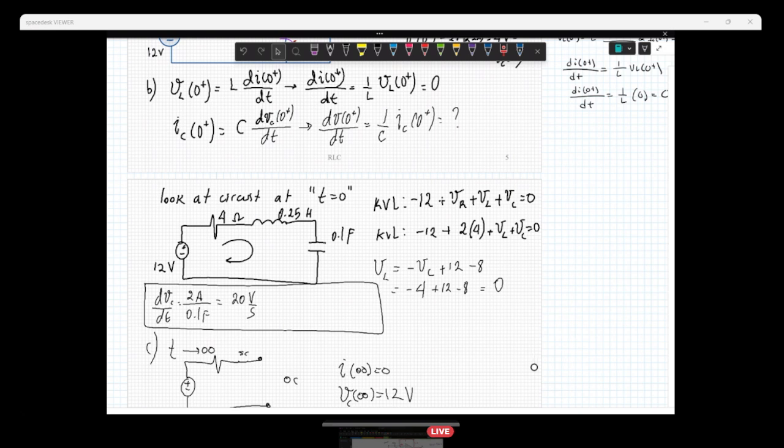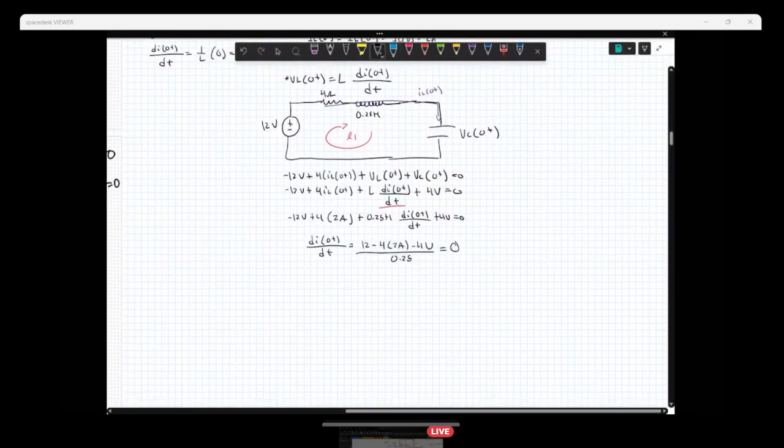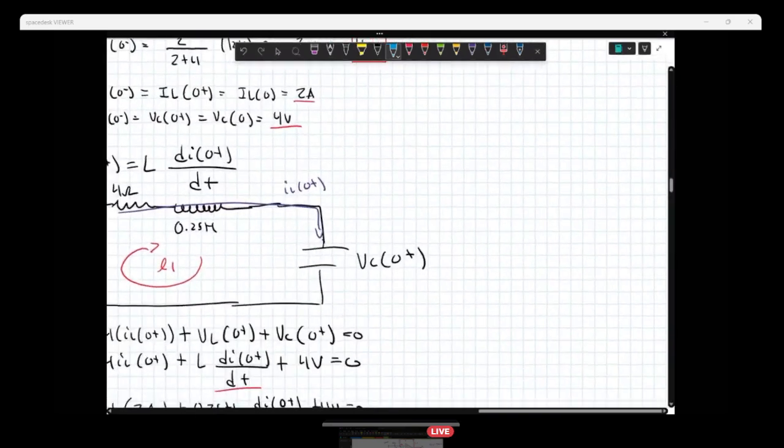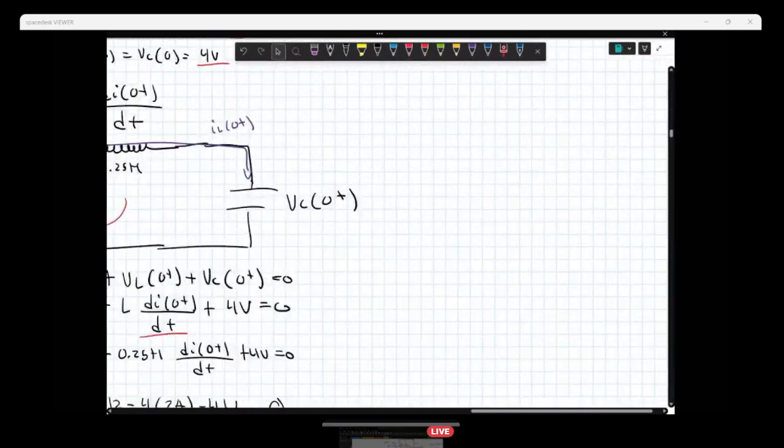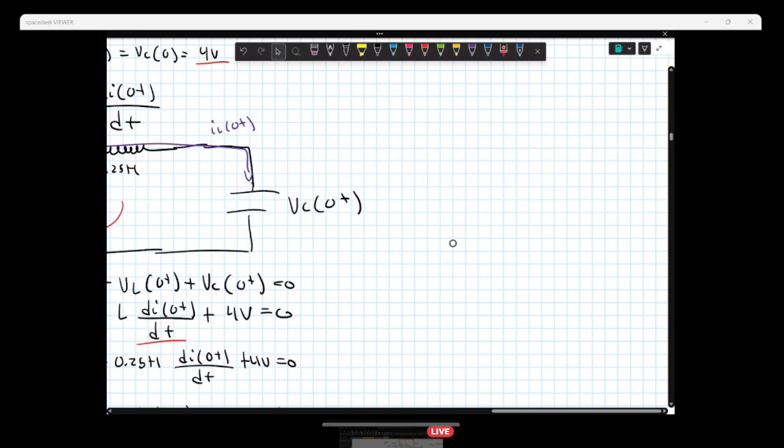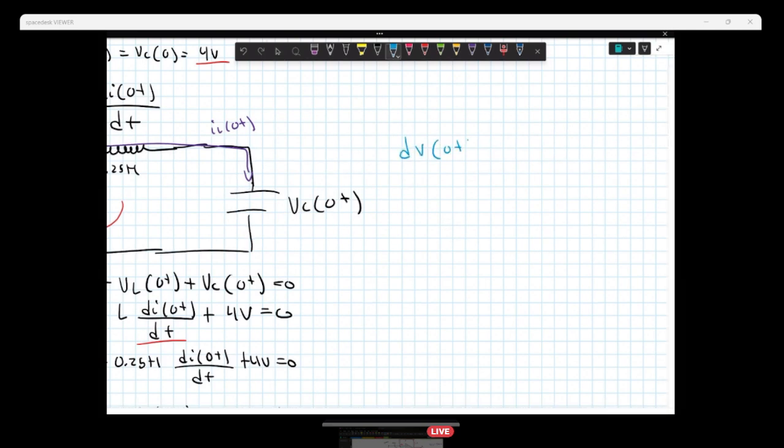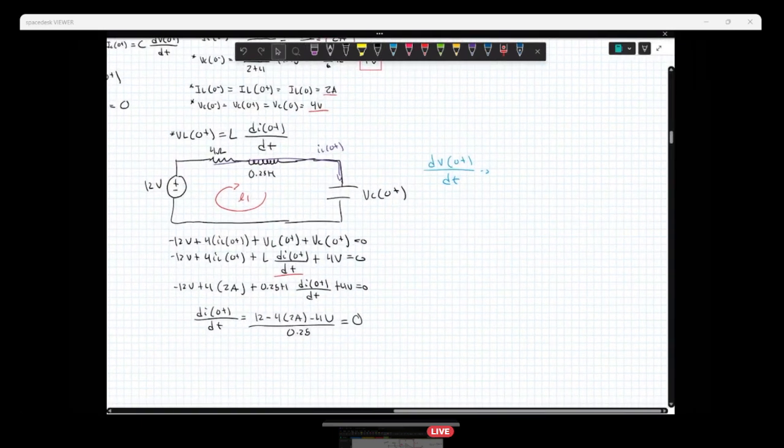What does she do? She says that dVc over dt is equal to 2 amps over 0.1. Wait, I just need to write it out so I can actually understand what's happening. So we need to find dVc of 0 plus over dt. Can I see the equation we're going to use, KVL really quick again? Sure. Yeah, there you go.